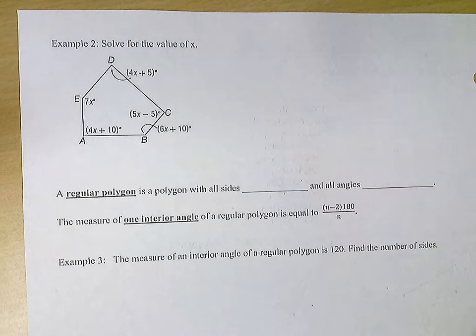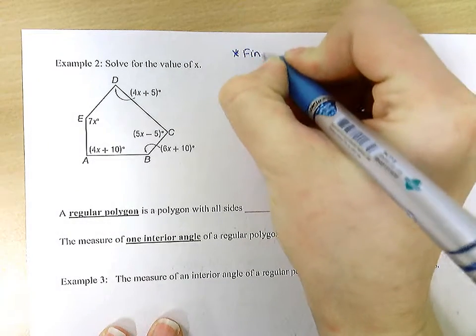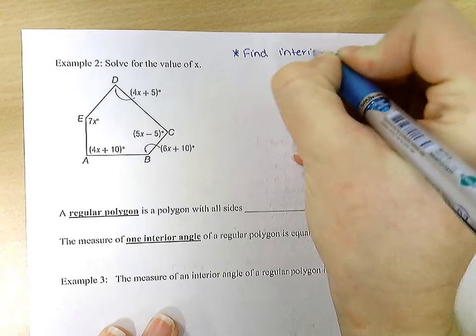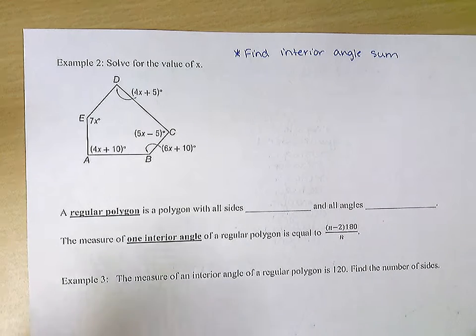Then example 2 on the back, we want to solve for the value of x in this problem. So in order to do that, first I need to find the interior angle sum. Okay, so my first step here is to find the interior angle sum, because if I were to add up all of these angles, it's not a triangle, so I can't set it equal to 180. Okay, I need to set it equal to its interior angle sum.